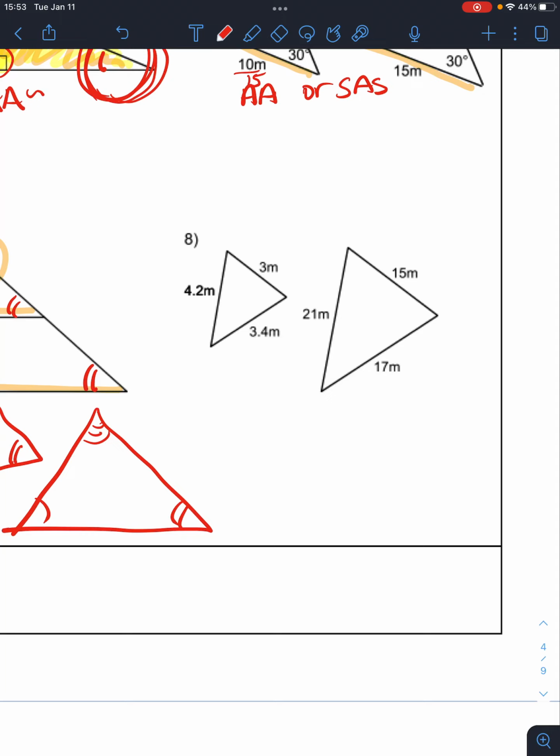Okay, and then we have our last one we want to check. Looks to me like it could be side, side, side. Let's do a quick double check. We match our short with our short, so 15 is the shortest and 3 is the shortest. We do 21, which is the medium side, and 4.2, and 17 and 3.4. By just glancing at it, it doesn't look like they match up. But if I do the math and check it, 15 over 3 is 5, 21 over 4.2 is 5, and 17 divided by 3.4 is 5. And since all of those are exactly the same, I can say, yes, these 2 triangles are similar by the side, side, side similarity theorem.